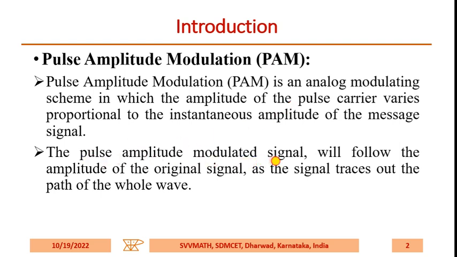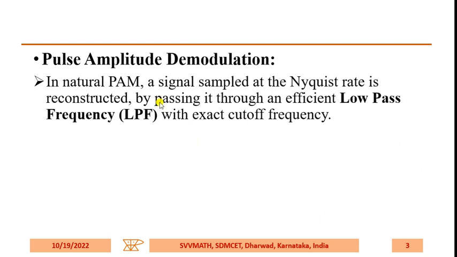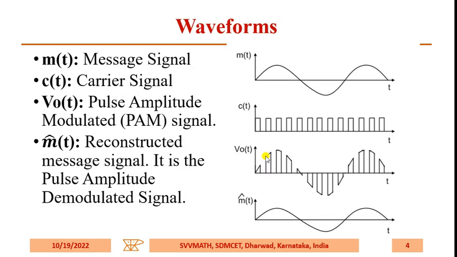The pulse amplitude modulated signal will follow the amplitude of the original signal as the signal traces out the path of the whole wave. In natural PAM, the signal sampled at an increased rate is reconstructed by passing it through the low pass filter. The circuit will be shown to you. This is m(t), the input I am applying. This is the carrier signal. This is the pulse amplitude modulated signal. You can observe it on the CRO. And this is the reconstructed signal. The amplitude will be less, but you are going to get the same waveform.